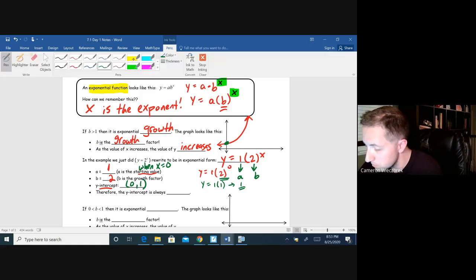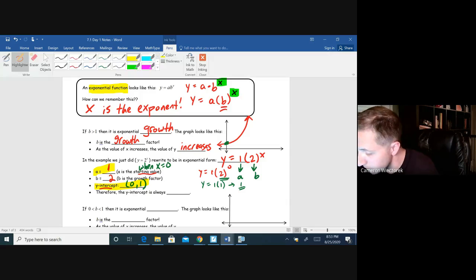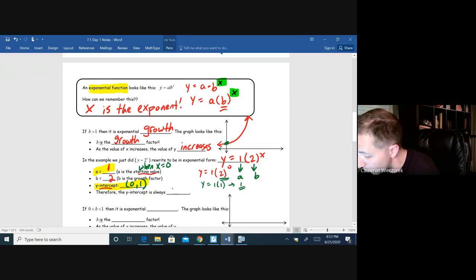And oh my goodness, the y-intercept and the A value match. That's always going to happen. Your y-intercept is always just your A value, which is the number that's not being raised to the power of X. Okay. So let's even write that down. The y-intercept is always A. Okay, so it's very easy to spot. Okay. And on your graph, it's right there. There's your y-intercept. That's your A value, the green dot.